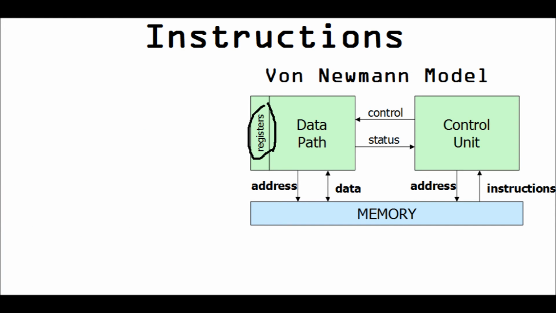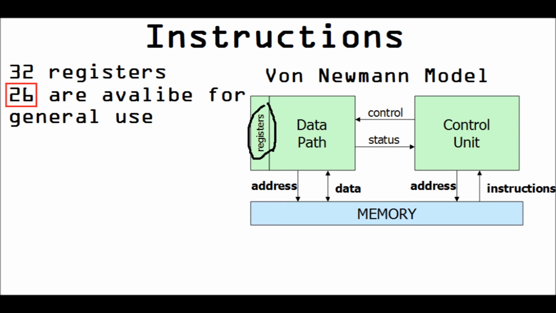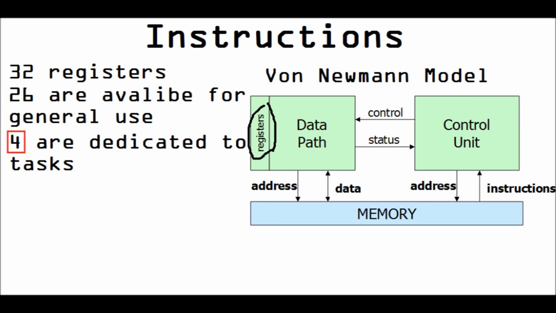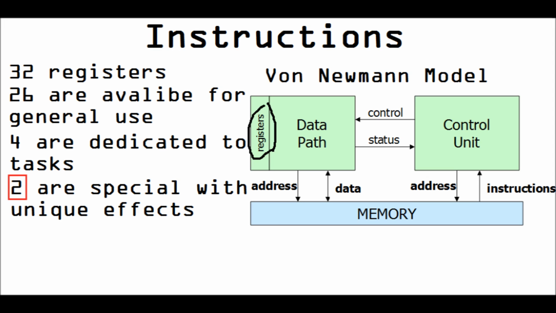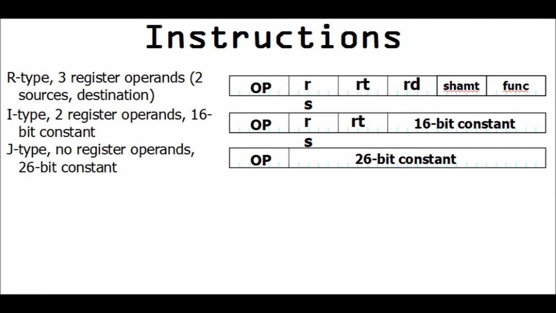Now a quick mention of the registers, which are the small temporary holding places for data in the CPU. There are 32 registers in the MIPS architecture that we are studying. Of those, 26 are available for general use. 4 are dedicated to special tasks like holding remainders and division results, and 2 are special with unique effects like $0.